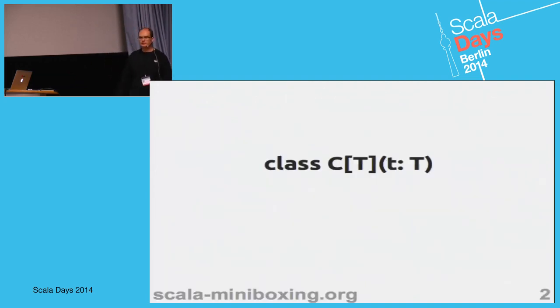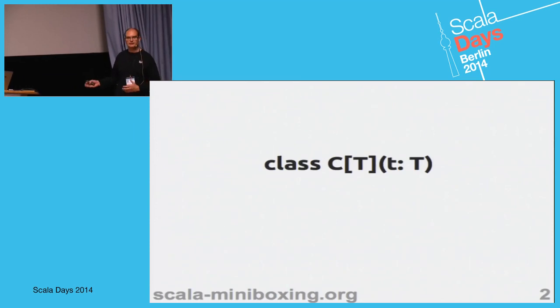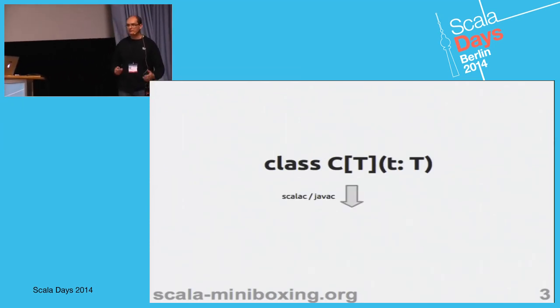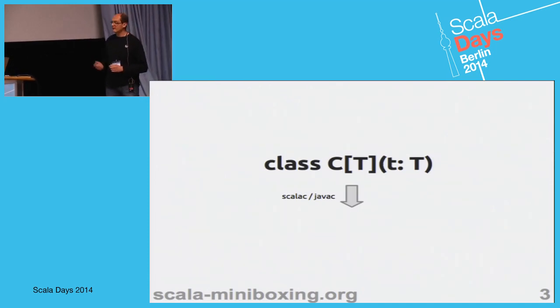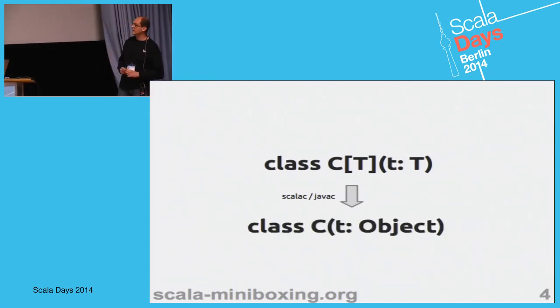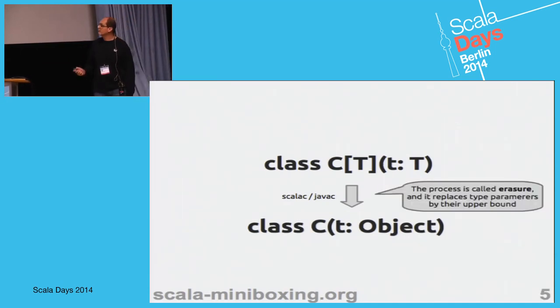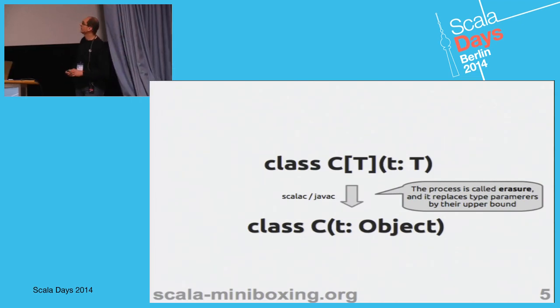I guess you all wrote a class with a generic type parameter. When you run it past javac or scalac, what you actually get in the bytecode is a class C with a field of type Object. So what does this mean? Well, first of all, it's a process called erasure that transforms the type parameter to its upper bound.